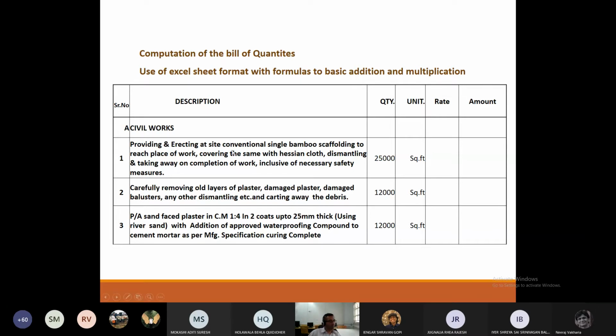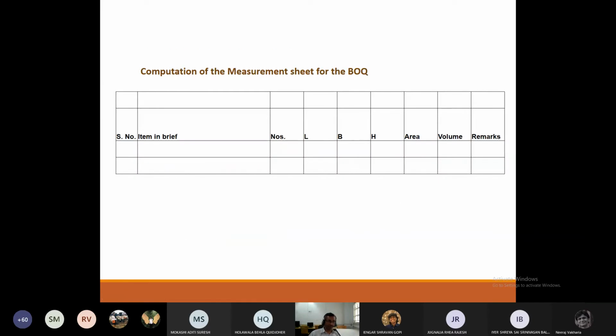Next time I have requested Neeraj, if he is in a position, to start with some of the items that are there to help you understand how to go about it. But the most important is this: how does this figure come to you? This 25,000 square feet, 12,000 square feet. How are you in a position to be able to compute that? For that you have to make what is called a measurement sheet.